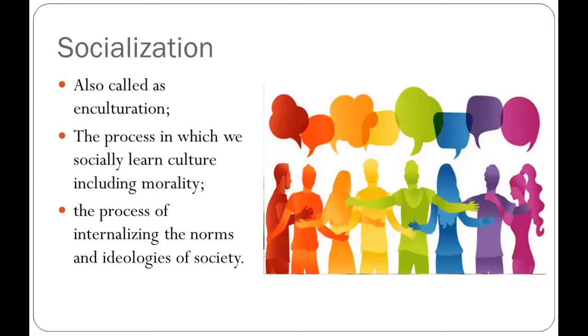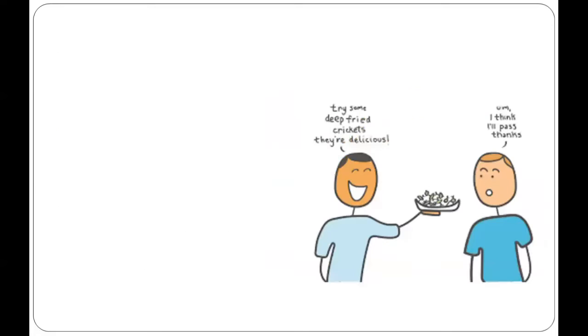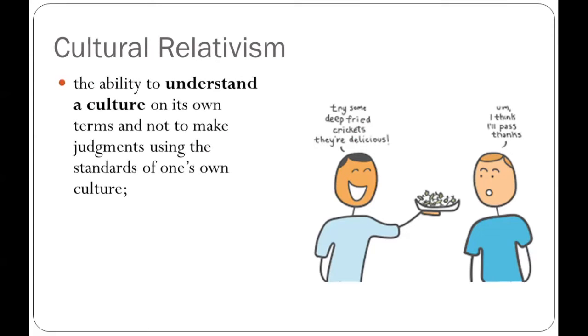And it is the process of internalizing the norms and ideologies of the society. So we internalize what the traditions are, what the food is, the beliefs, the morality, or the concept of right and wrong in a certain society, through socialization. And with that, we have cultural relativism, or how cultures relate with each other. Cultural relativism is our ability to understand a culture on its own terms, not making judgments using the standards of one's own culture.